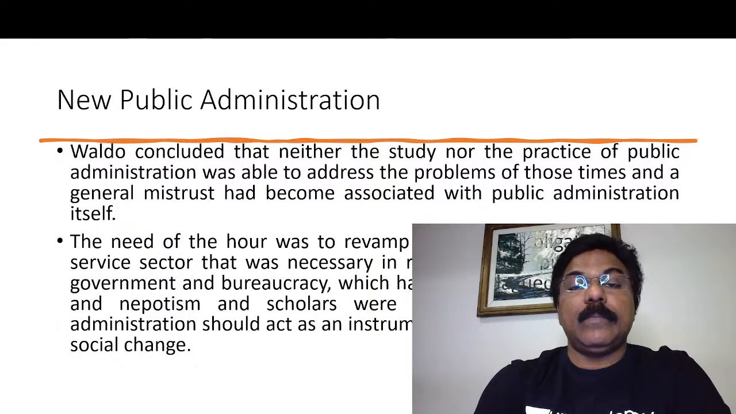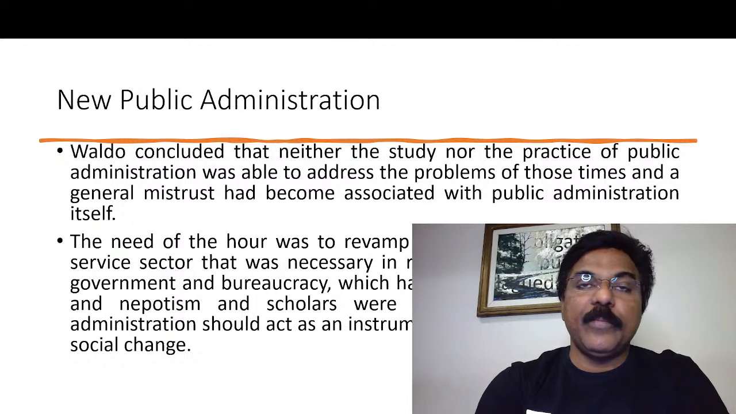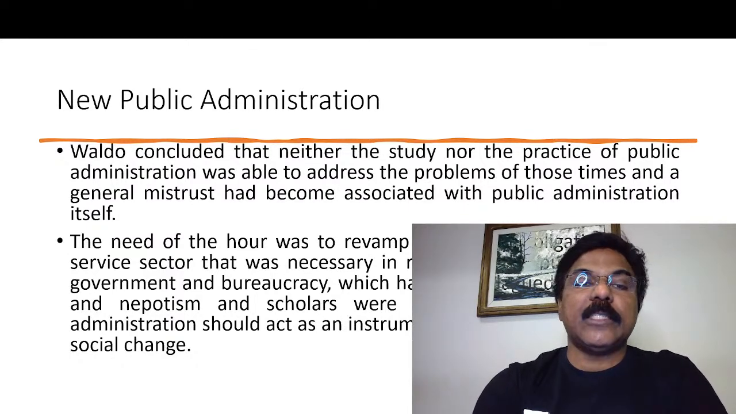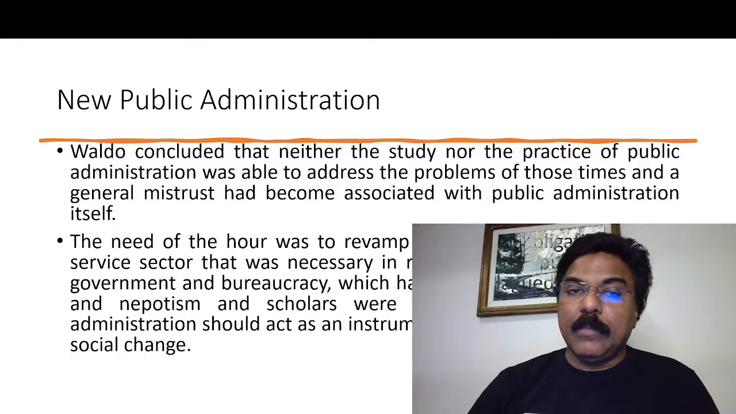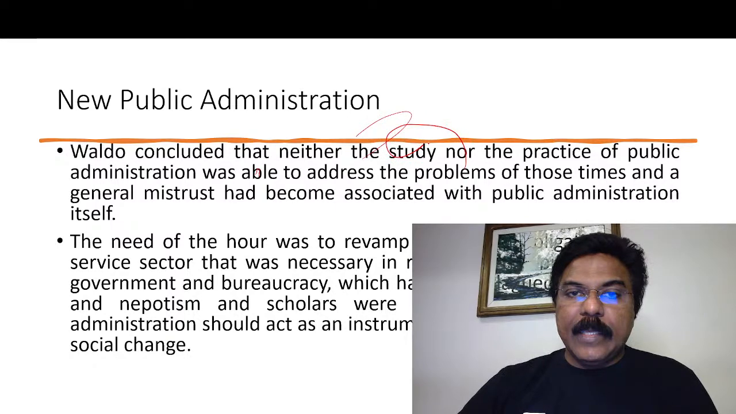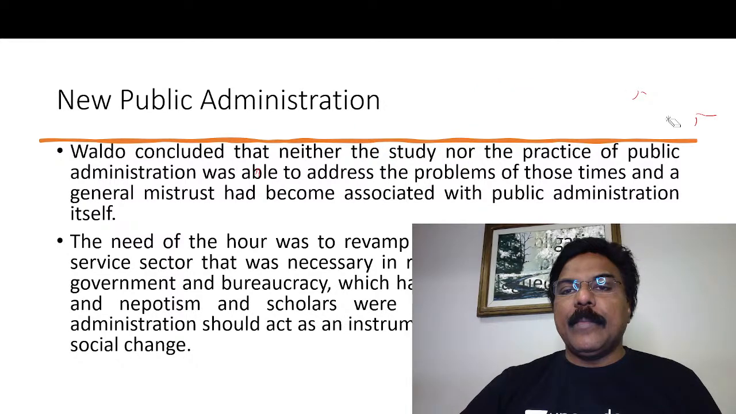So Waldo, after Minnowbrook, concluded that neither the study nor the practice of public administration was able. So both the study, that's a discipline, the discipline of public administration, and the institution of public administration, that is an activity, both were unable to address the problems of the times. Right? And a general mistrust had become associated with public administration. Right? So the need of the hour, and we are talking about 1968.